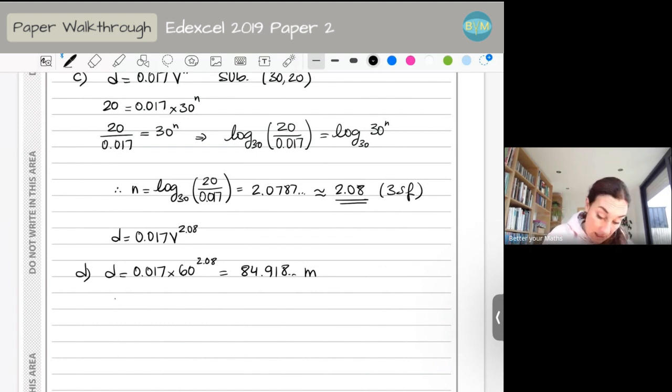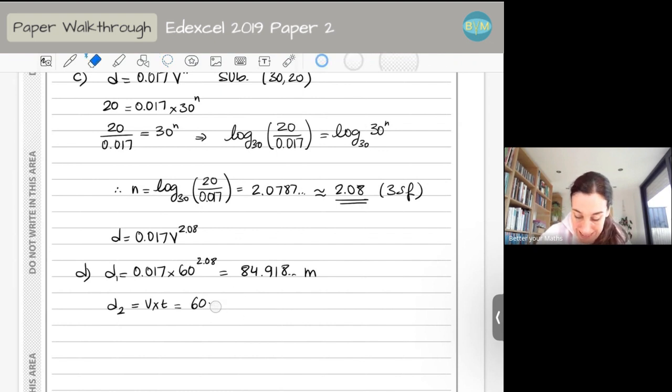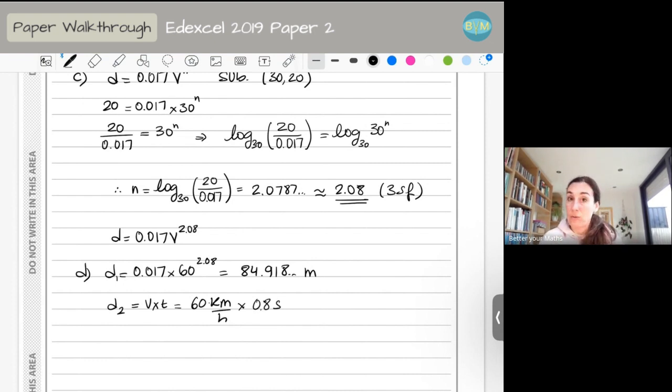So that second distance, let's say D2, is going to be, I have the velocity, so the distance is going to be the velocity times the time. That is 60 kilometers per hour times 0.8 seconds. But you have to be careful with the units, so I'm going to write the units. I have 60 kilometers per hour, and then I have 0.8 seconds, and I want the meters.